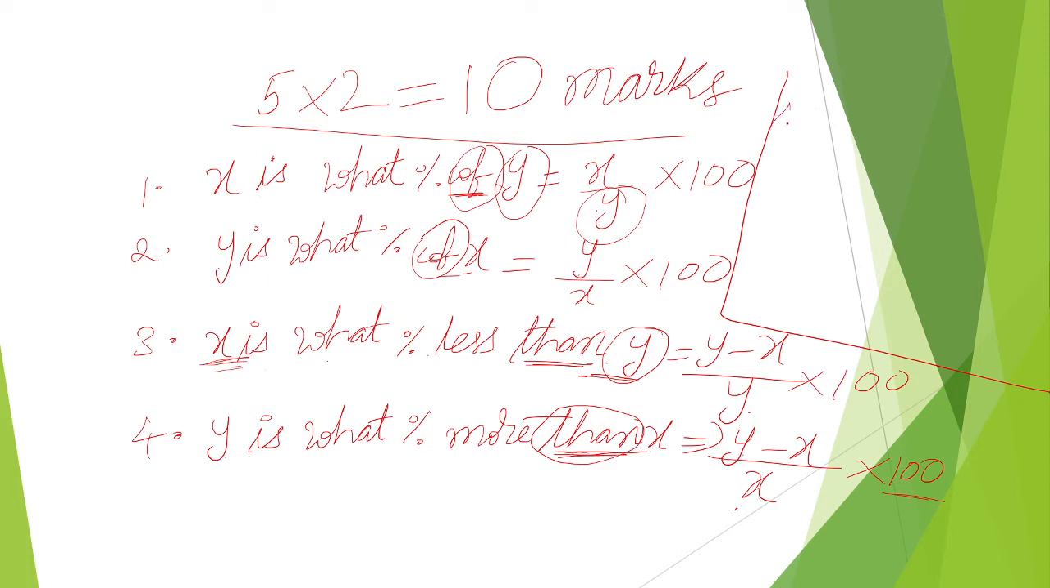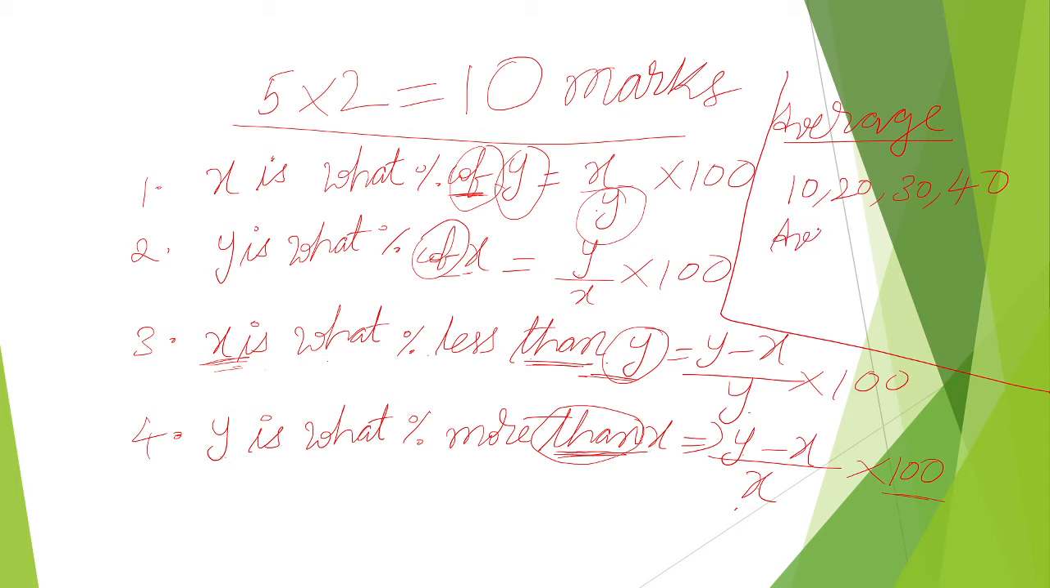Normally, how do we find the average? Average means all the given values divided by the total number. Suppose 10, 20, 30, 40 are given.